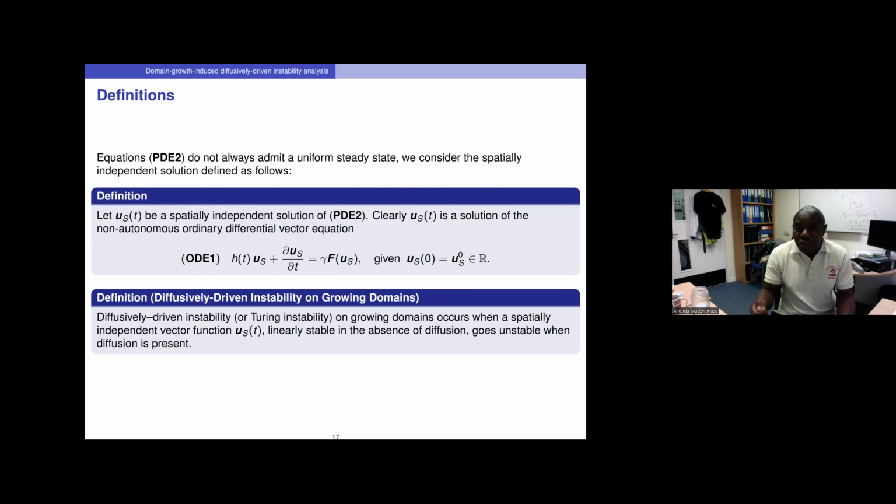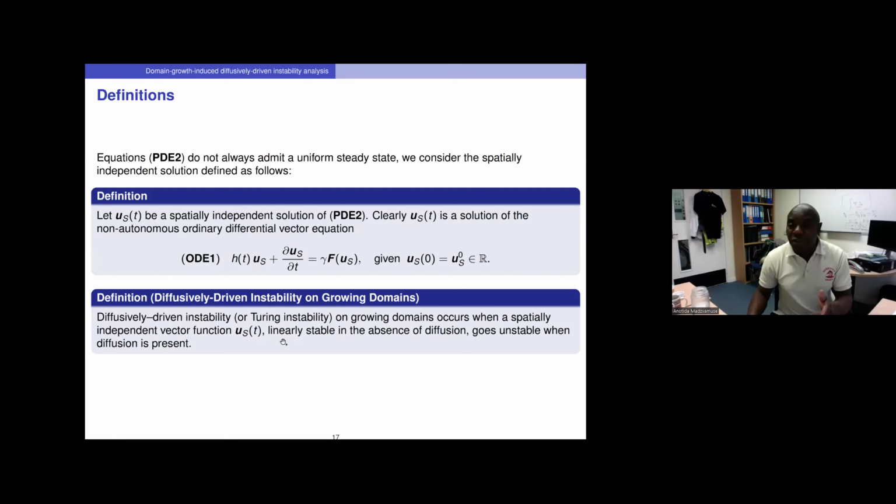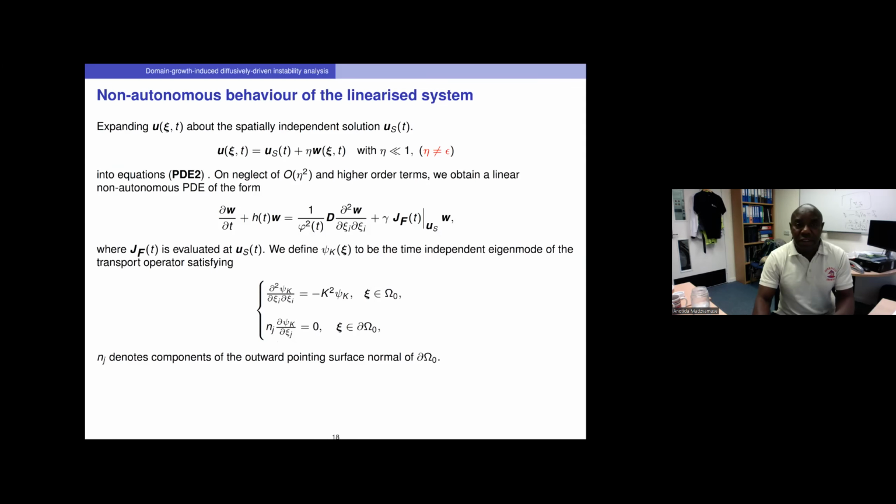Under appropriate conditions, it's going to converge to a spatially inhomogeneous solution, which is the Turing solution or pattern that you're looking for. And this is the definition that I give here of diffusion-driven instability on growing domains, which occurs when a spatially independent vector solution, us of t, which is linearly asymptotically stable in the absence of diffusion, becomes unstable when you add diffusion. So that's basically it.